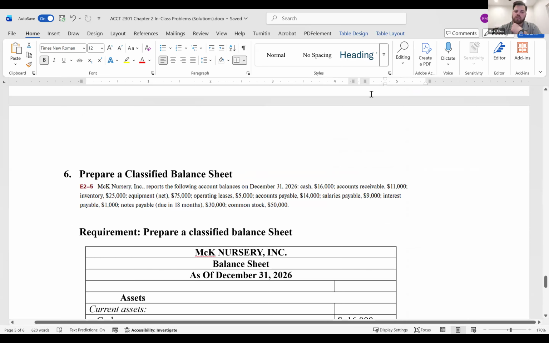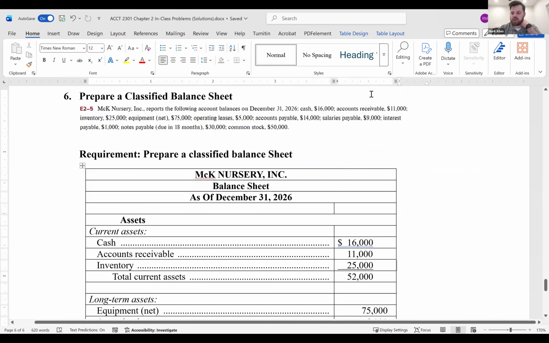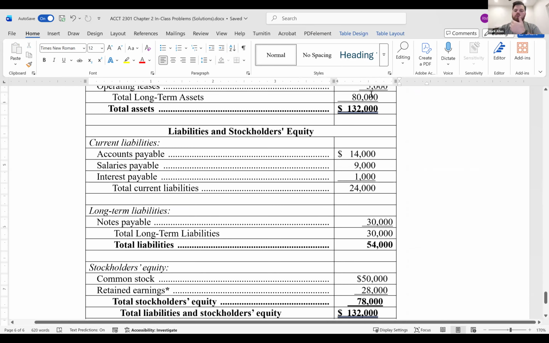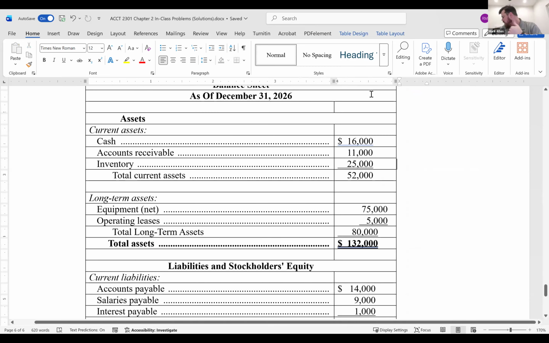Okay, and our last problem here, we're going to prepare the classified balance sheet. And so we'll do this relatively quickly.